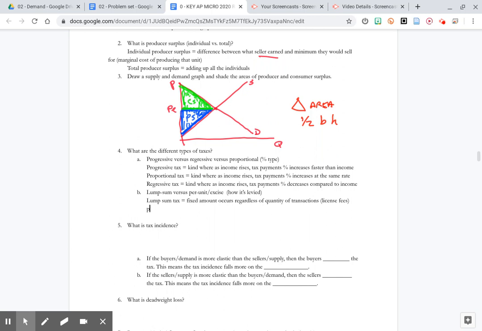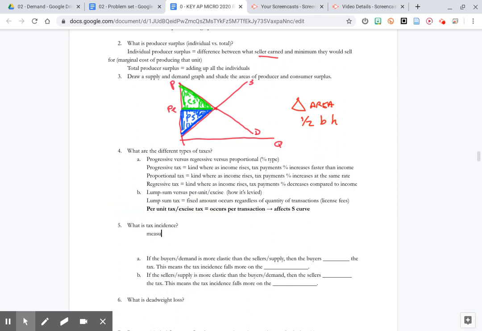A per unit tax is sometimes called an excise tax, and it occurs per transaction. And this is the kind that affects the supply curve. The other kind does not affect the supply curve. So I'm putting that in bold because it's the only kind that will affect the supply curve.